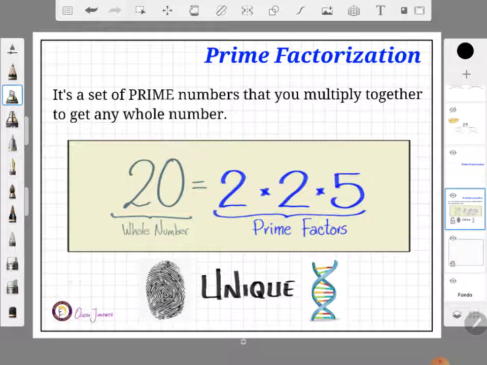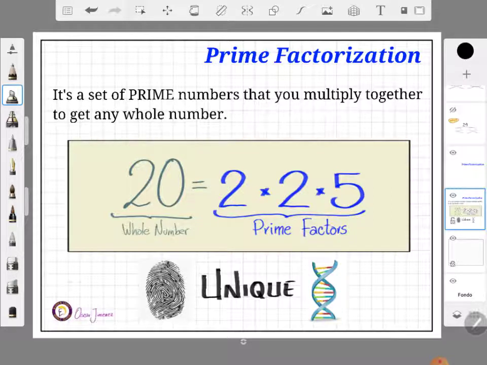And the good thing about the prime factorization is that, like fingerprints or DNA, this is something that is unique. So you have just one prime factorization for any whole number, okay? You can't find different prime factorizations for the same number, okay?